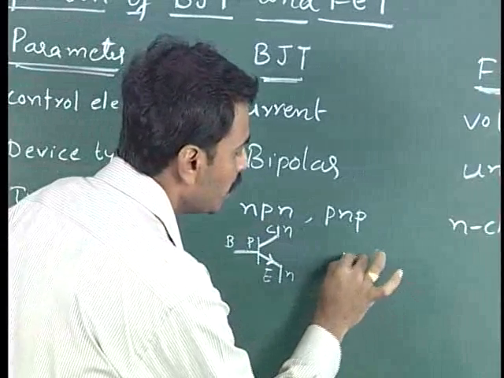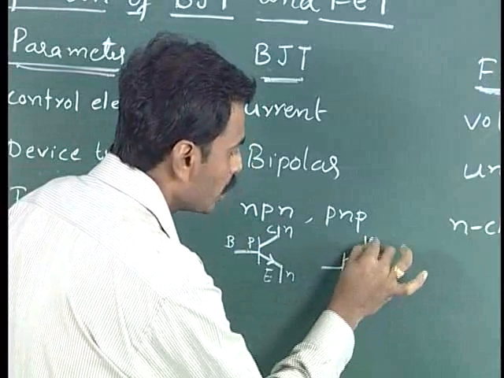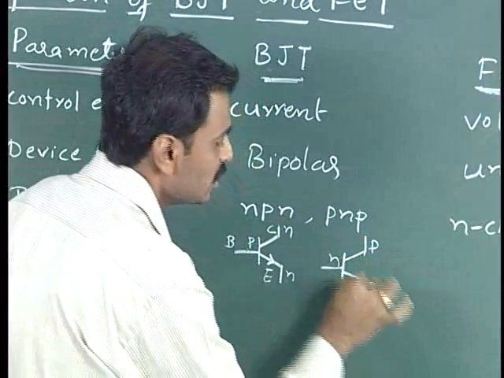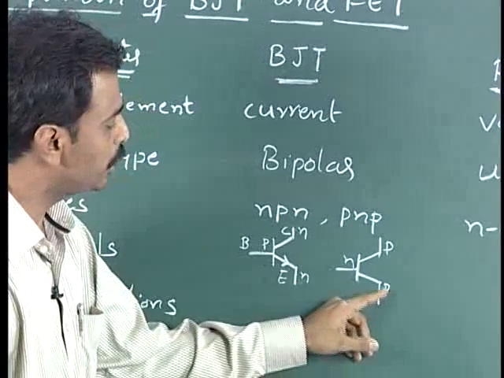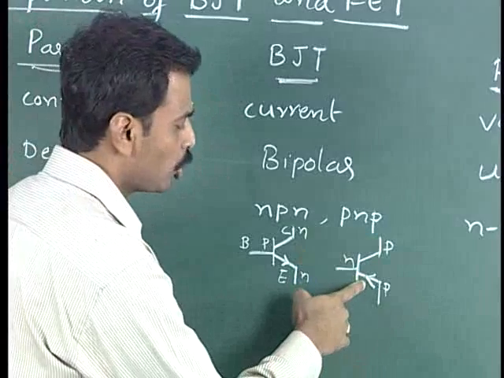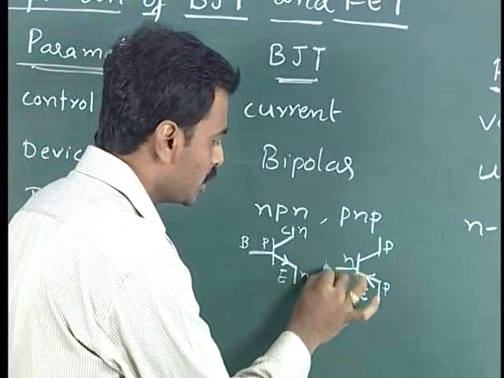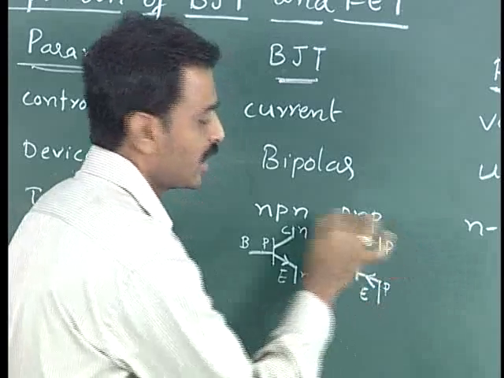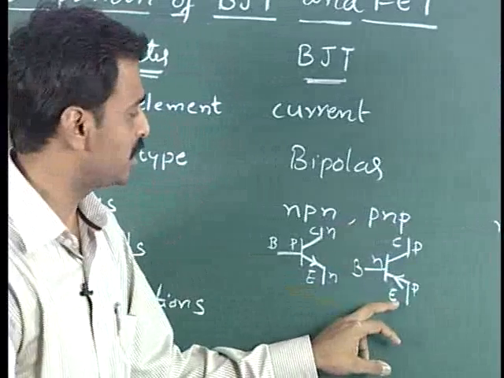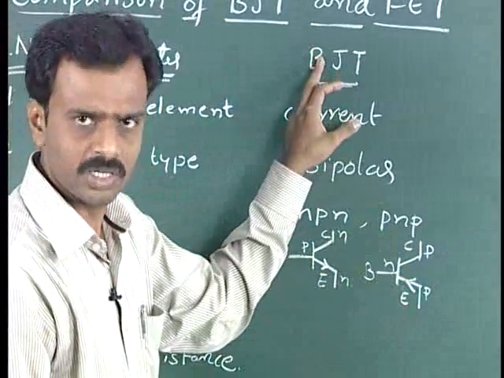Similarly, for PNP, you can see the same concept. The current flows from P to N over here, so the arrow mark is represented like this. The terminal with the arrow mark is always the emitter, then the base, and the collector. These are the symbolic representations of NPN and PNP transistors of a BJT.